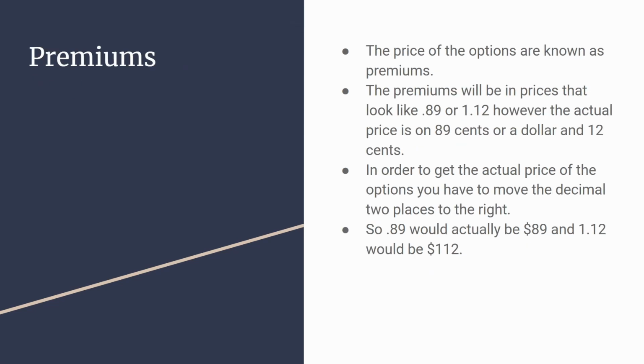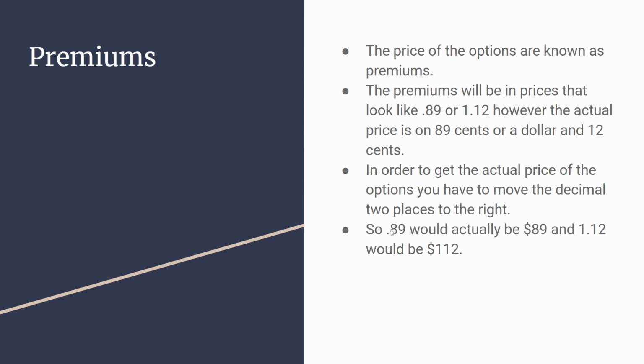So premium is the price of the options. I was saying on the last slide $1.30, but that's not actually the price of the contracts. It'll look like 0.89 or 89 cents, or 1.12, but that's not the actual price. You actually have to move the decimal place 2 spots to the right. So 89 cents would actually be $89, and $1.12 will actually be $112. So the cost to buy each contract would be 89 cents, or $89, I'm sorry, but oftentimes it's referred to as just 89 cents, but in reality it's actually $89.